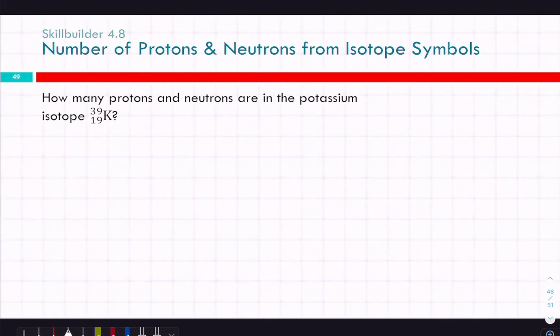All right, so how many protons and neutrons are in the potassium isotope given here? So first, how many protons? Yep, the trick is just remembering which number is which. So how many neutrons are there? 39 minus 19. I think I heard somebody say it. 20 neutrons.